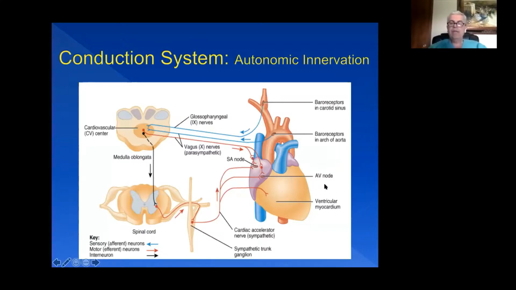So if you take the heart out of the frog's body and put it in a physiologic solution, it keeps beating. That means the heart has its own electrical generator, as we decided, it's the sinus node.